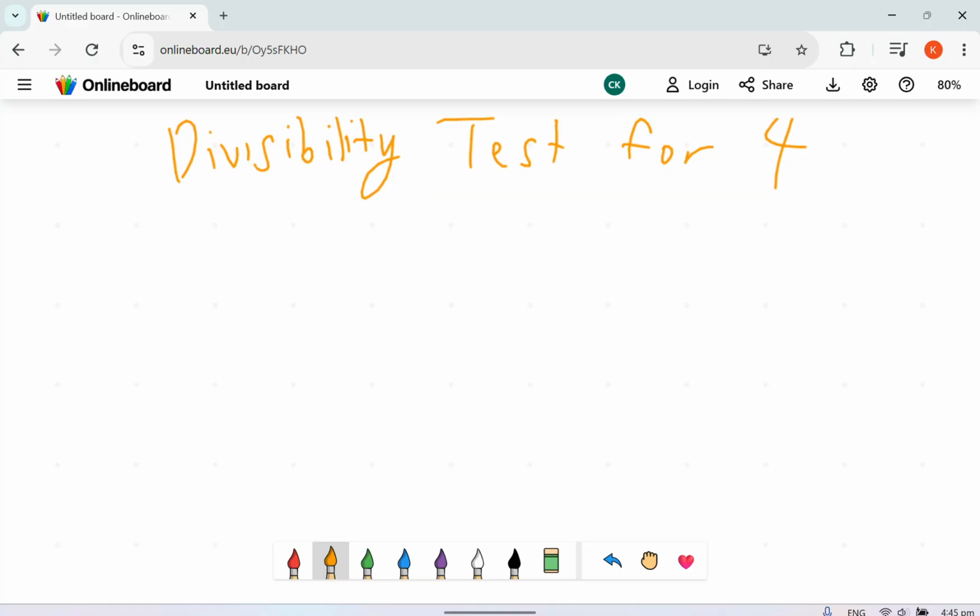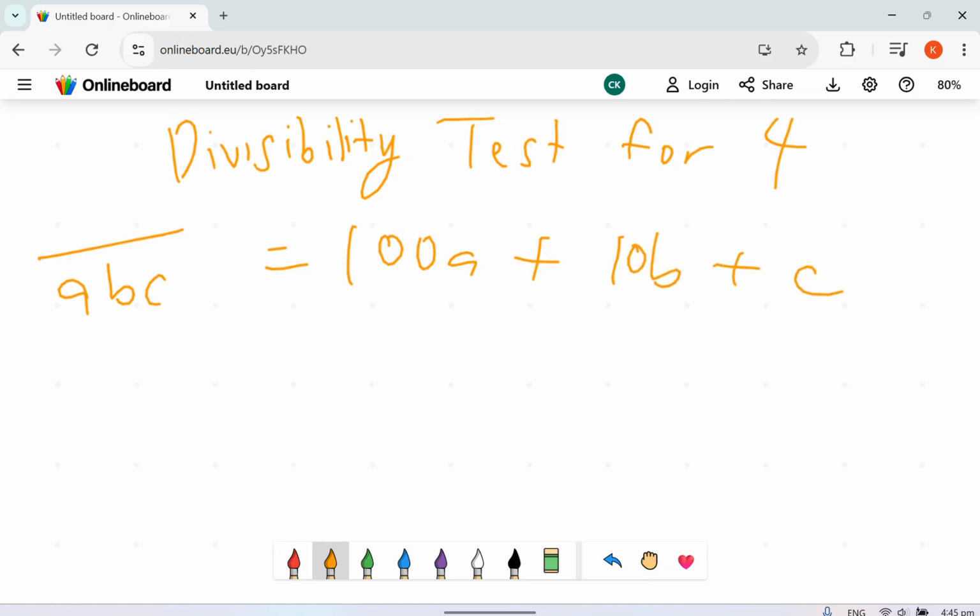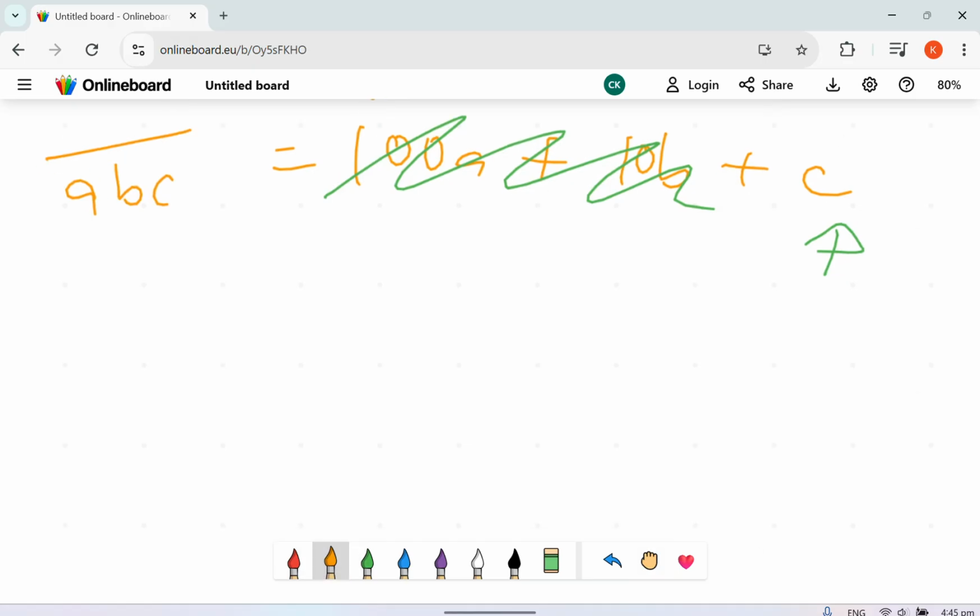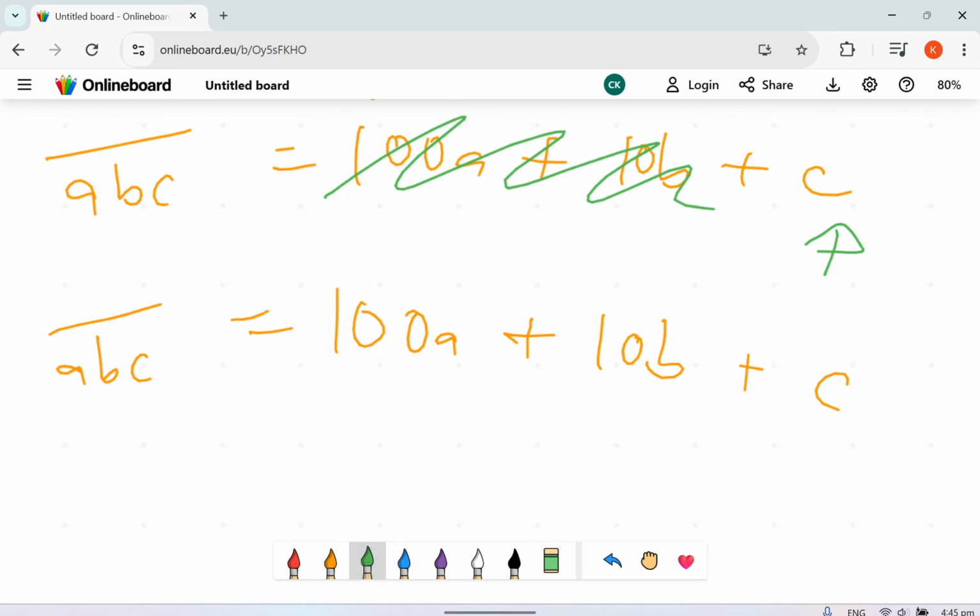For the divisibility test for 2, it went something like this. If you have ABC, 100A plus 10B plus C. This is divisible by 2, so we just need to look at this. Now, same thing for the divisibility test of 4. This thing is divisible by 4, so we only need to look at this. Okay, now here's the difference.